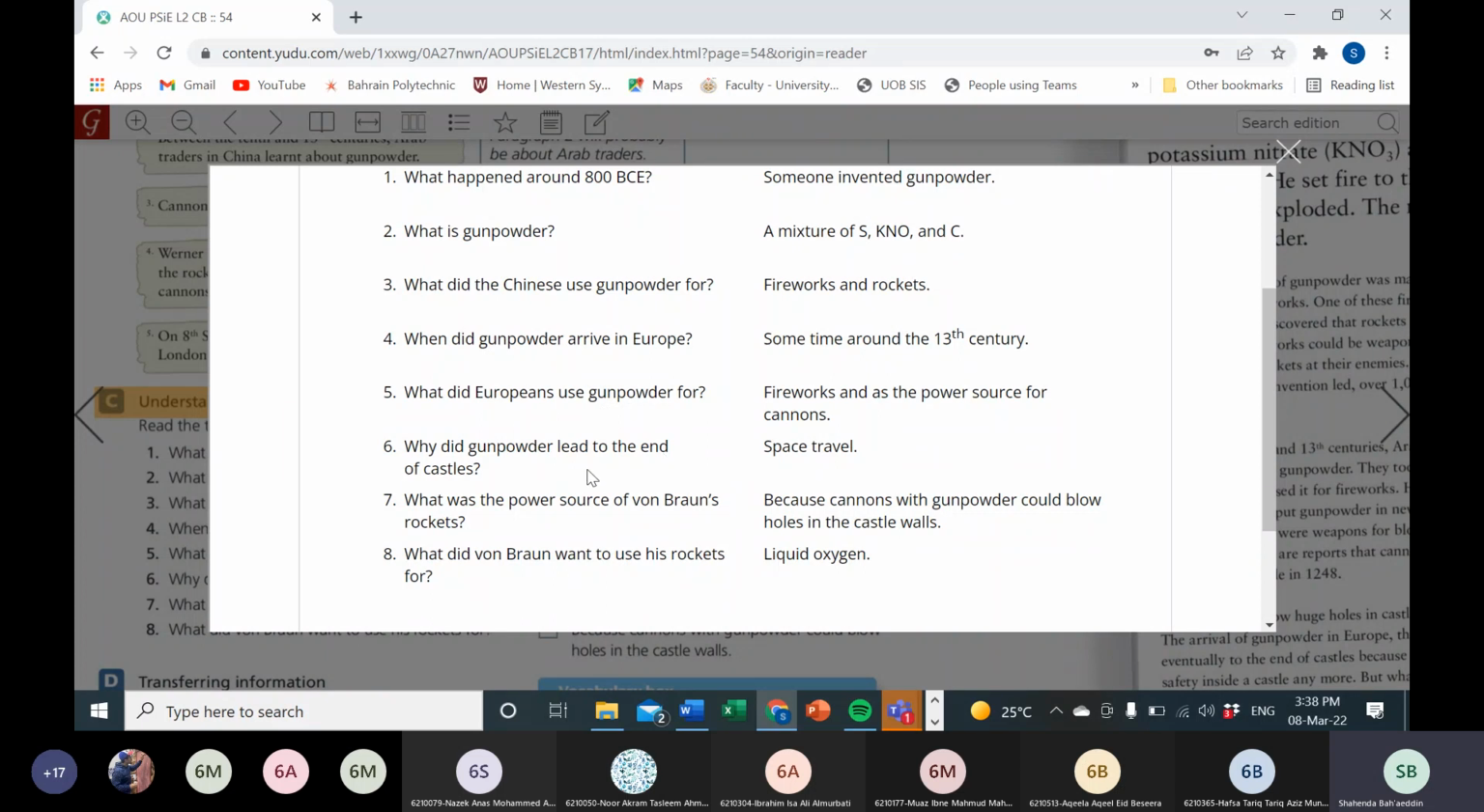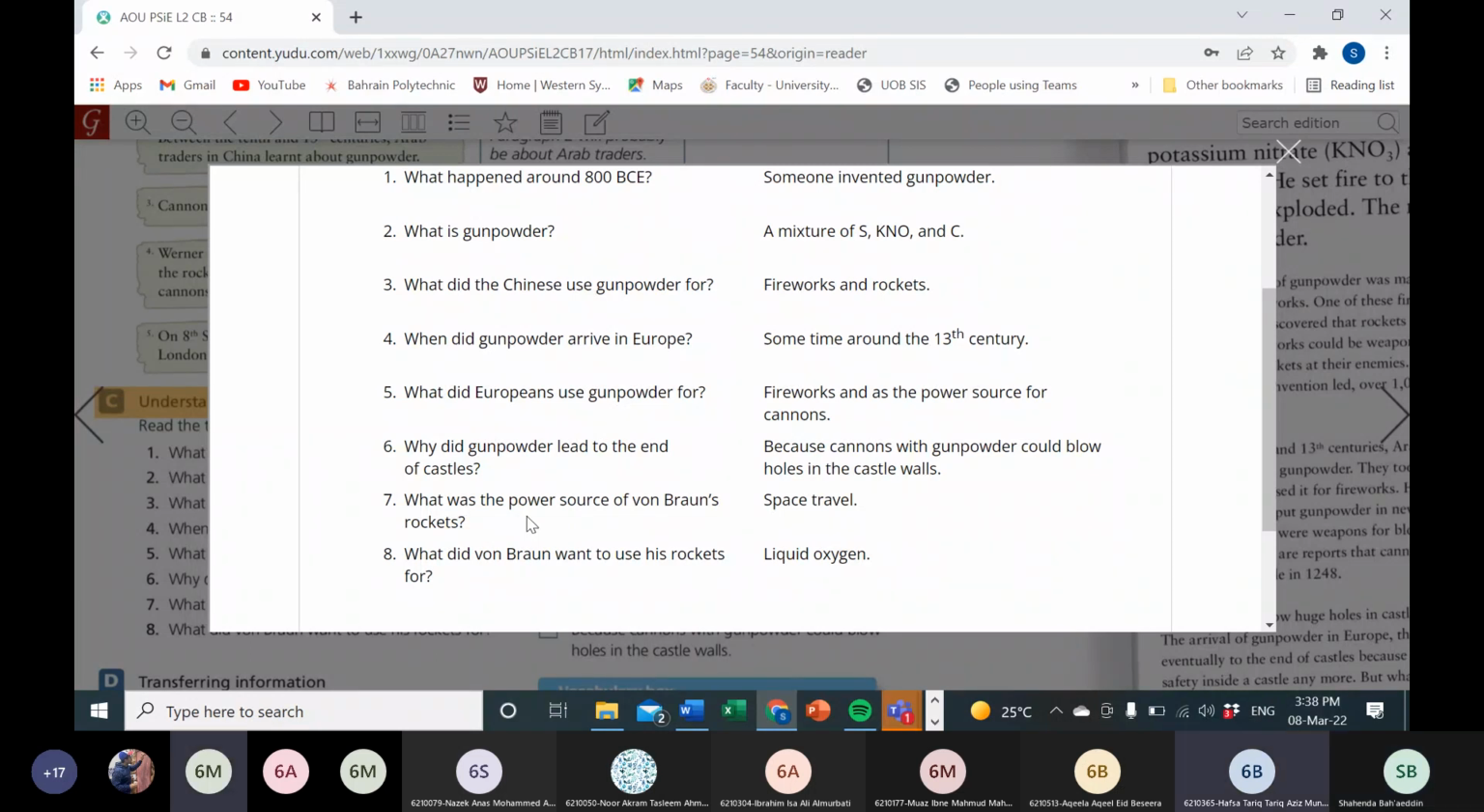Why did gunpowder lead to the end of castles? Again, why? This means I am looking for the reasons. Because cannons with gunpowder. Very good. You're doing great. Since I have why, my answer should include the word because to show the reason. Okay, what was the power source for von Braun's rockets? Liquid oxygen.